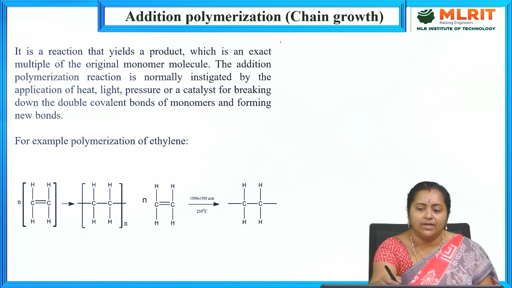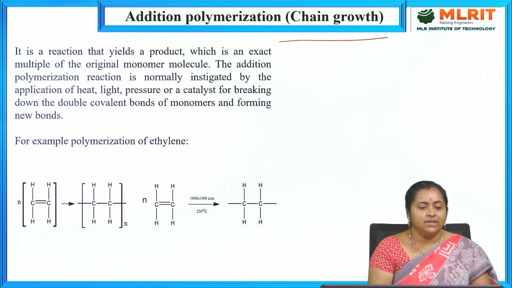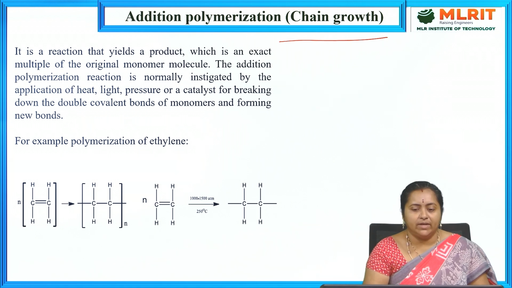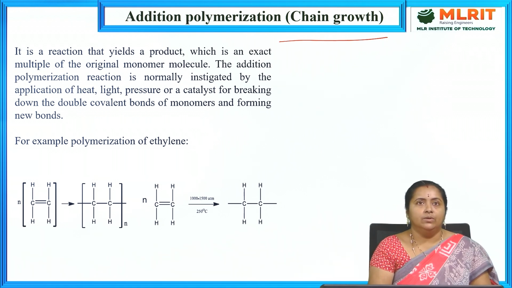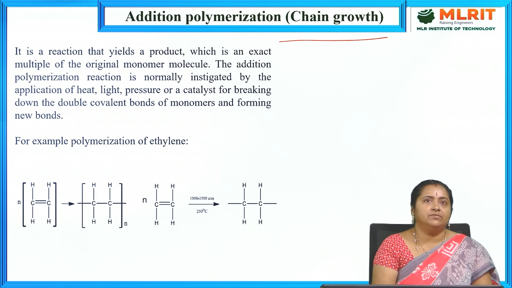This is also known as chain growth polymerization. How can it be defined? It is the reaction that yields a product which is an exact multiple of the original monomer molecule. That addition polymerization reaction is normally instigated with the help of a catalyst or by applying some amount of heat, pressure, or light. This is purely meant for breaking down the double bonds that were present between the monomer molecules. As a result, new bond formation will take place.